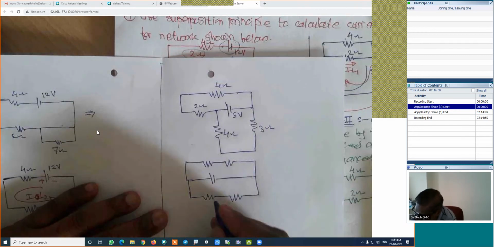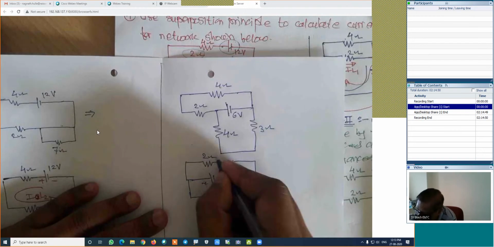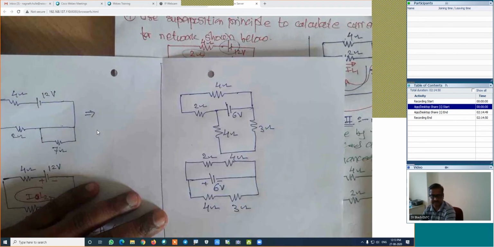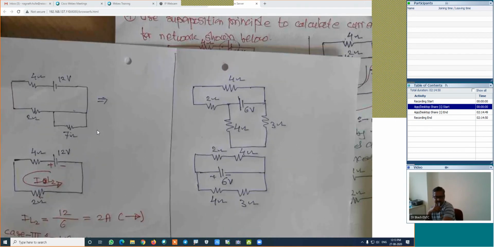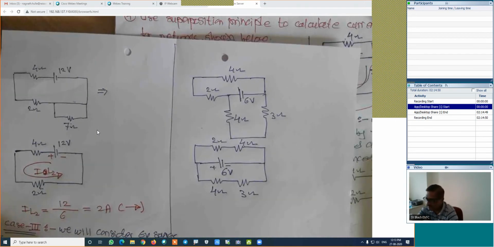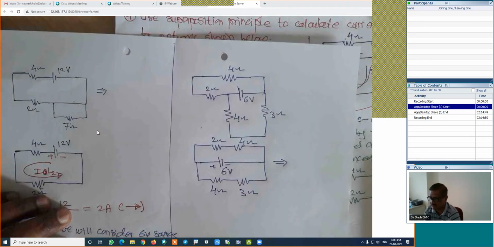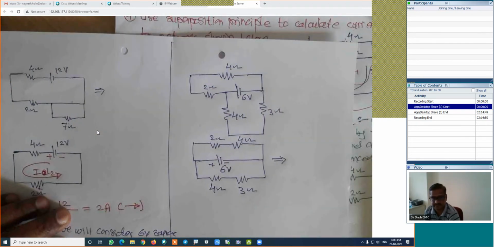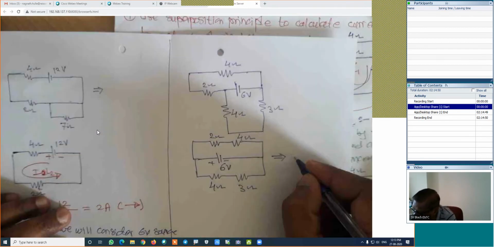Something like this. This is 4 ohm, this is 3 ohm, it is 6 volt, this is plus and minus, and this is 2 ohm, and this is 4 ohm. ठीक है, इसको डिफिकल्टी है, समथिंग लाइक दिस. ये दोनों सीरीज है, ये दोनों सीरीज है.